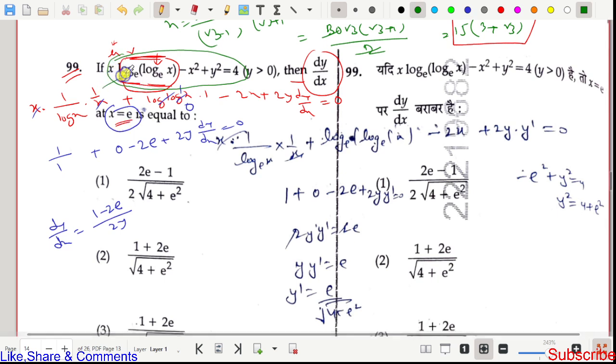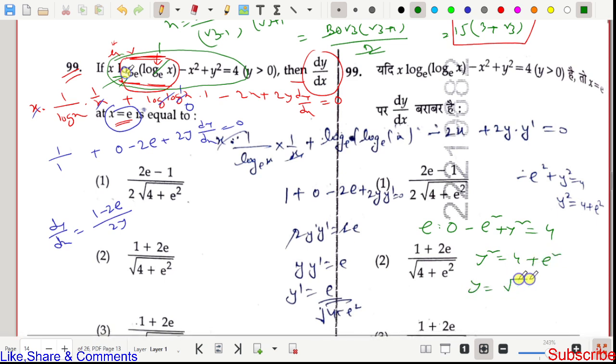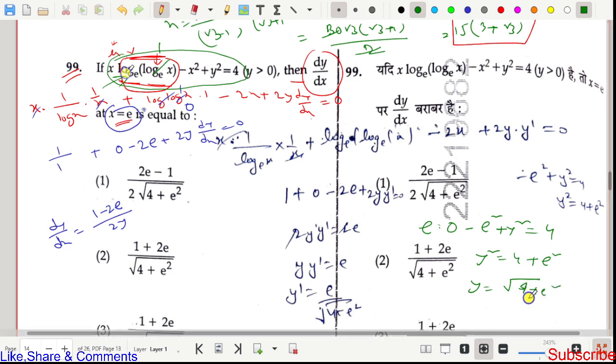So from here you are substituting x equals e. It will be e into log of e base e, that means it will be 1, and log 1 is 0, so this portion will be 0, minus e square plus y square equals 4. So from here we are getting y square equals 4 plus e square, so y equals root over 4 plus e square. So the value of y we have got.